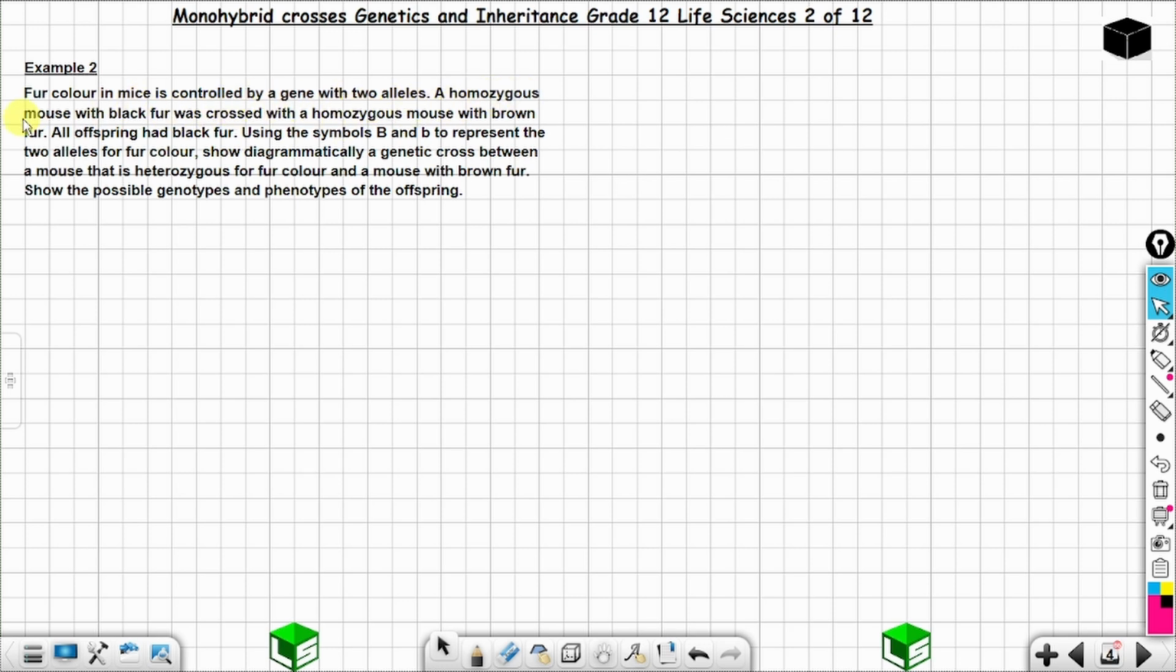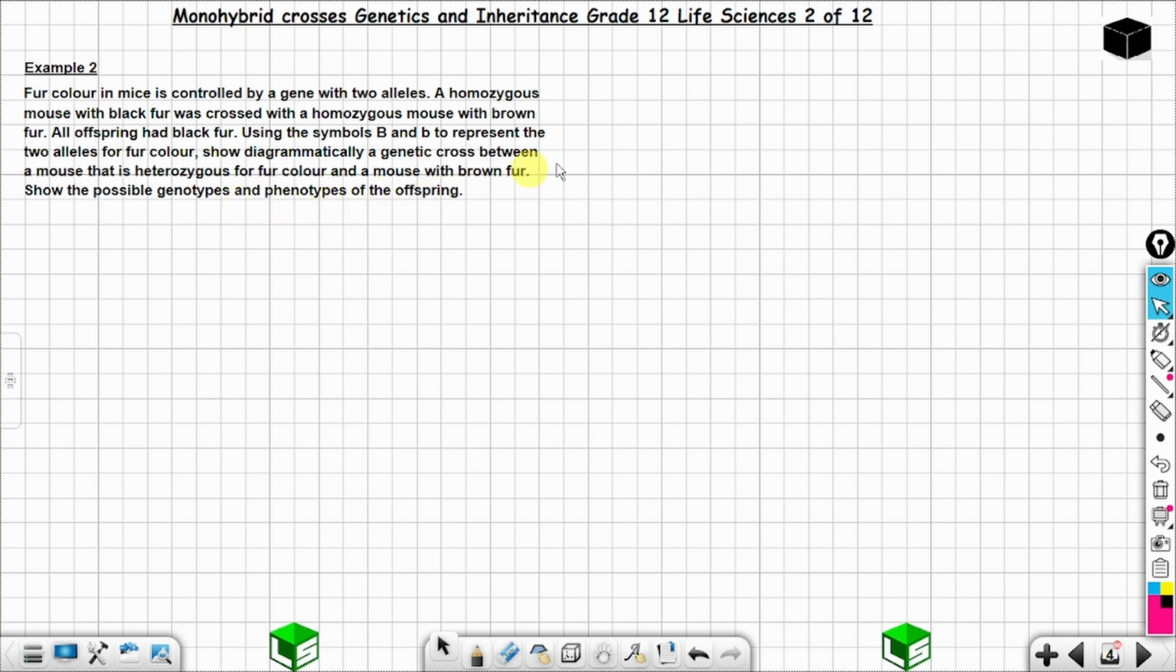A homozygous mouse with black fur was crossed with a homozygous mouse with brown fur. All offspring had black fur. Using the symbols capital letter B and lowercase b to represent the two alleles for fur color, show diagrammatically a genetic cross between a mouse that is heterozygous for fur color and a mouse with brown fur. Show the possible genotypes and phenotypes of the offspring.